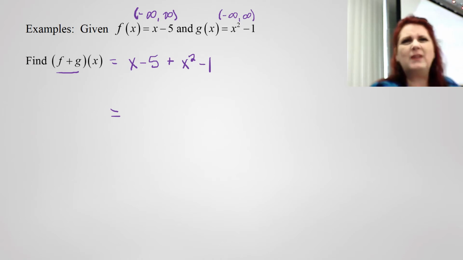We want to simplify that as much as we can, so we're going to combine our like terms, and let's put them in the standard order, with the highest power first. So we have x squared, and then we have an x, and a -5 and -1 added together gives us -6. This is still a quadratic as well, and so the domain has no restrictions, and it's -infinity to infinity.